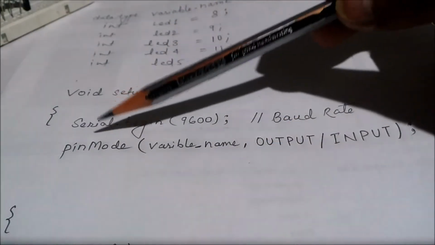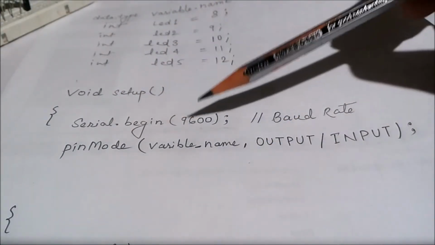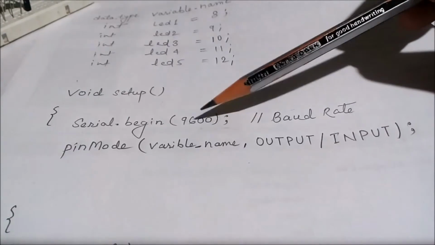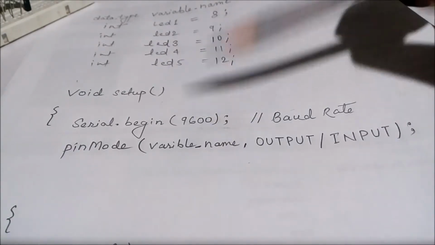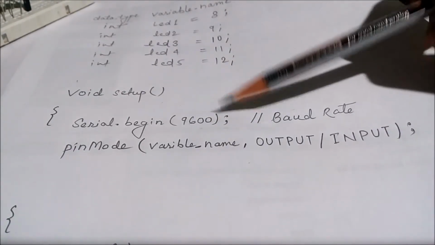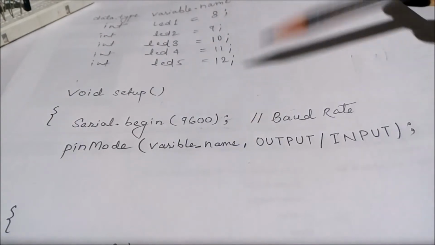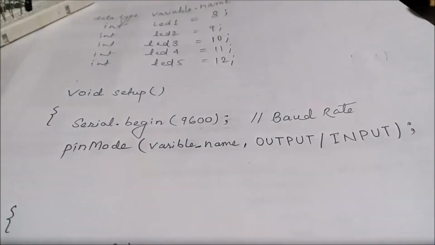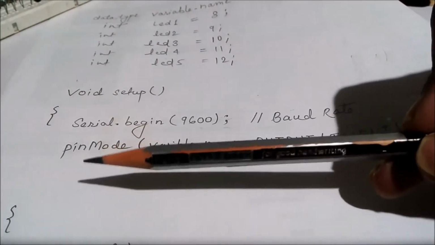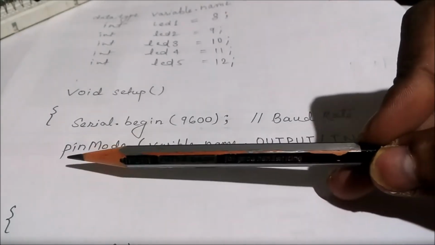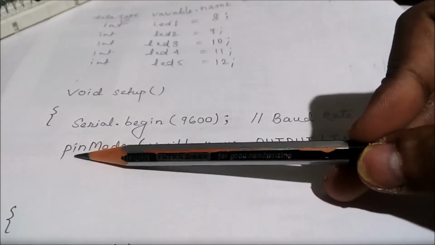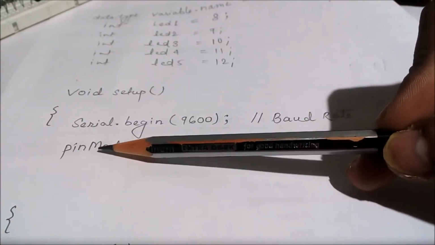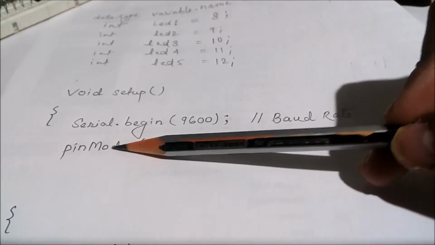So Serial.begin is the baud rate, which is 9600. The baud rate helps us transfer data from the Arduino board to your computer and from the computer to the Arduino board. Now the second function is in camel case. The pin is in small letters, then M is capital, then mode.